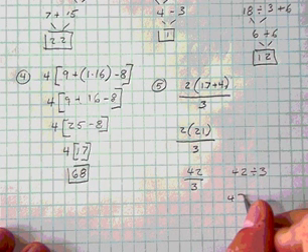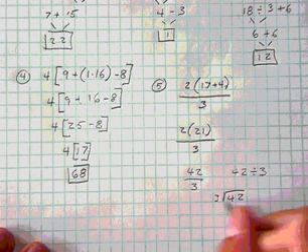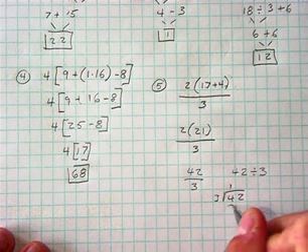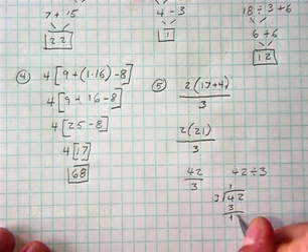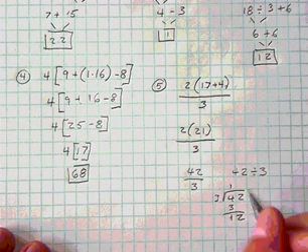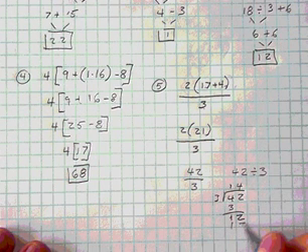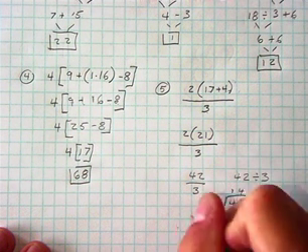So I've got 42 divided by 3. 3 goes into 4 once. 1 times 3 is 3. Bring down the 2. 3 goes into 12 4 times. 4 times 3 is 12. So my answer there is 14.